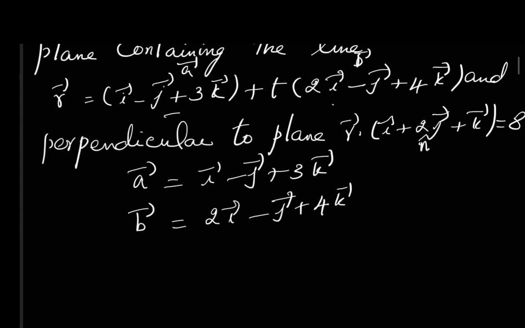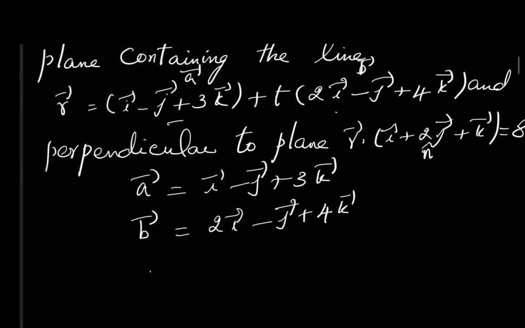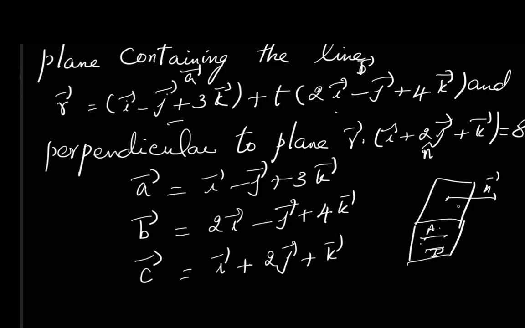And again, our plane is perpendicular to this plane. So this is the plane equation. This plane contains the normal vector. This normal vector means the normal vector is perpendicular to that plane. So the plane is perpendicular to our required plane, and also it is perpendicular to the normal vector. Therefore, this normal vector is parallel to our required plane. So let me take that as the parallel vector C, i plus 2j plus k.